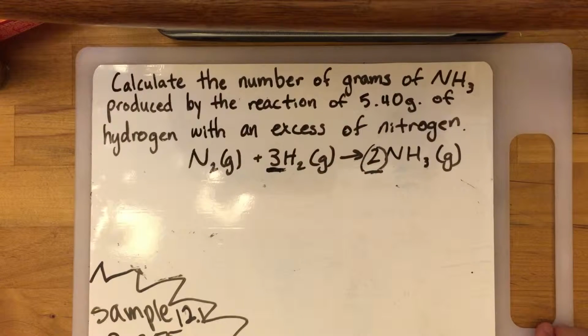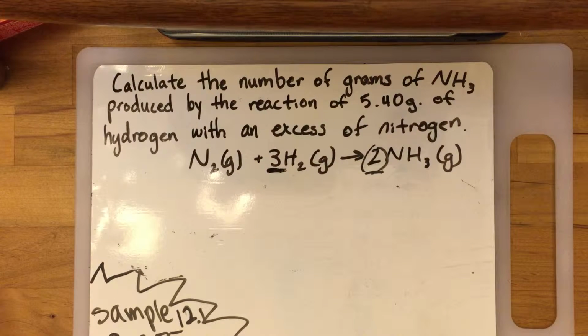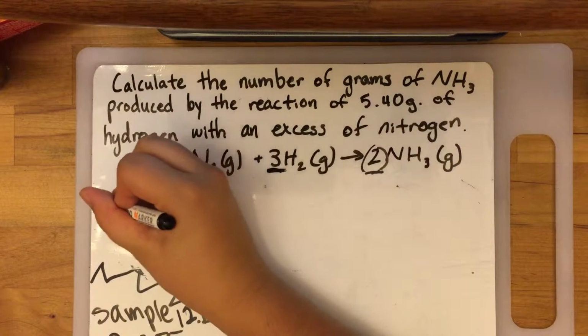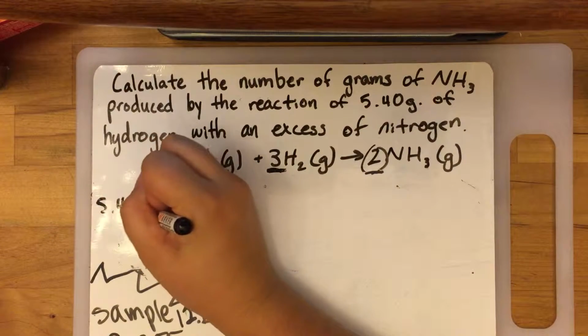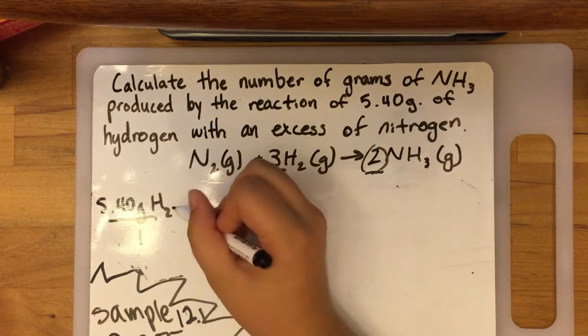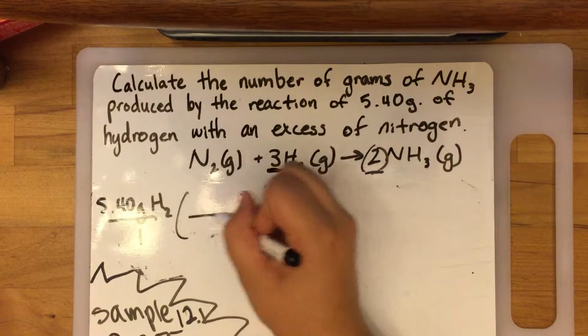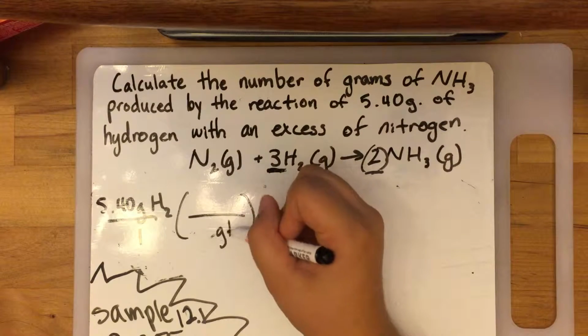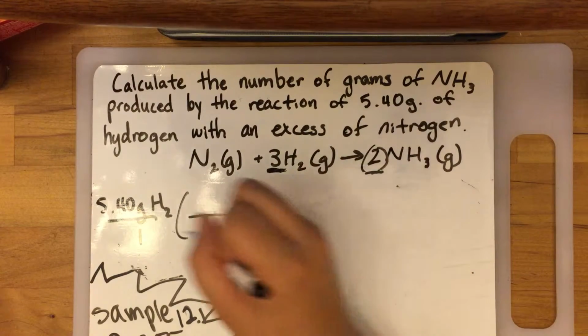This is the first problem. It says, calculate the number of grams of NH3 produced by the reaction of 5.40 grams of hydrogen with an excess of nitrogen. So you want to start out with the given, which is the 5.40 grams of hydrogen. And then now you want to get grams of H2 on the bottom. That way these can cancel out.